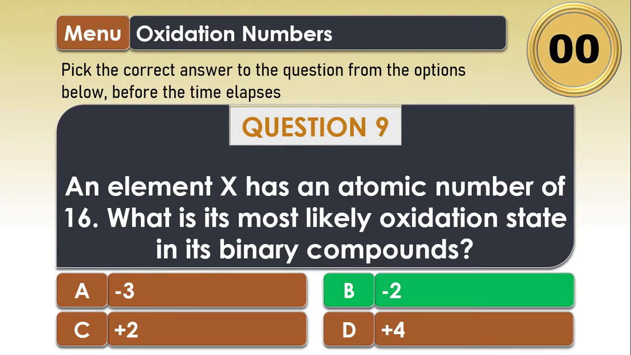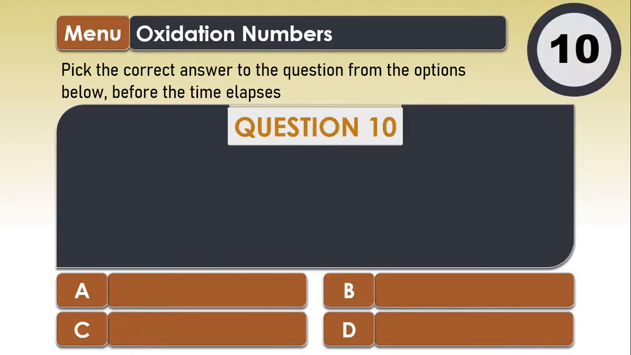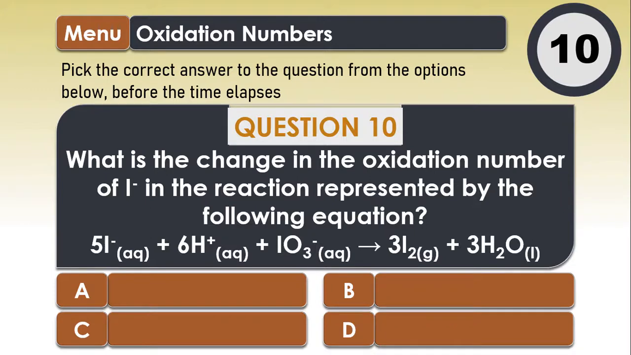The correct answer is B, -2. Question 10. What is the change in the oxidation number of iodide ion in the reaction represented by the following equation? 5I- aqueous plus 6H+ aqueous plus IO3- aqueous to give us 3I2 gas plus 3H2O liquid. A, -5 to +3, B, -1 to 0, C, +5 to +3, and D, -1 to +2.